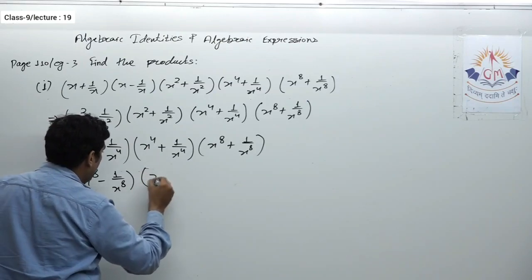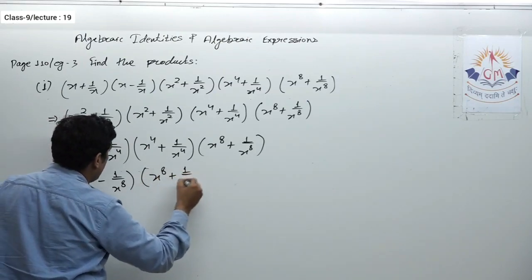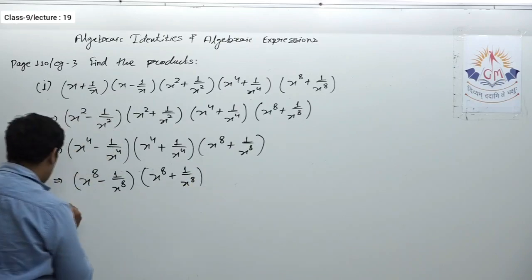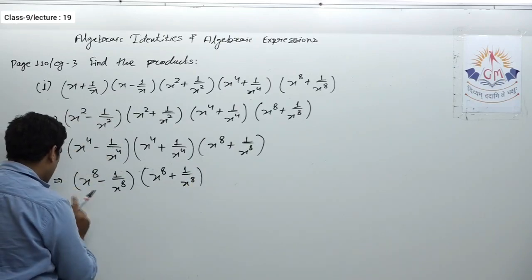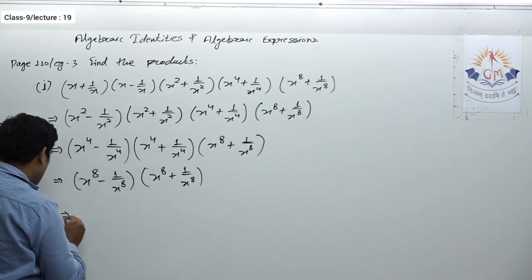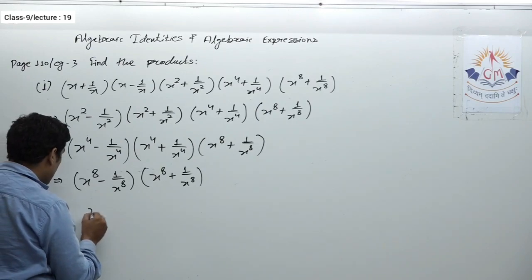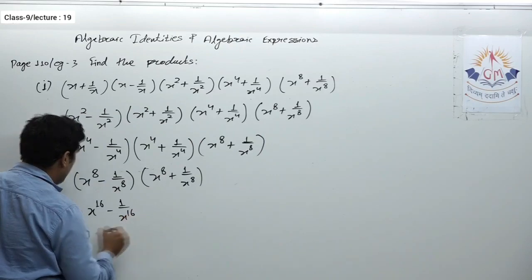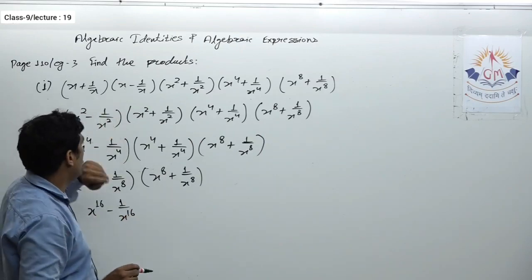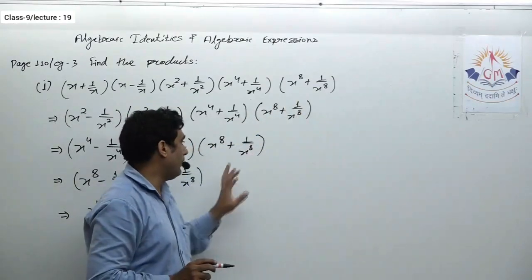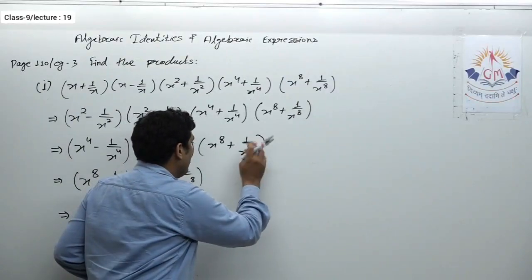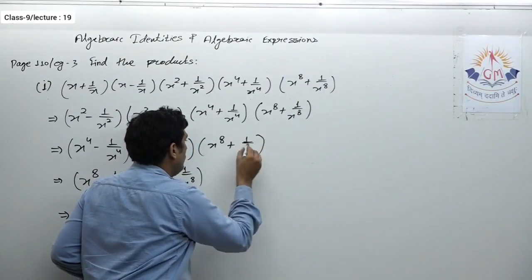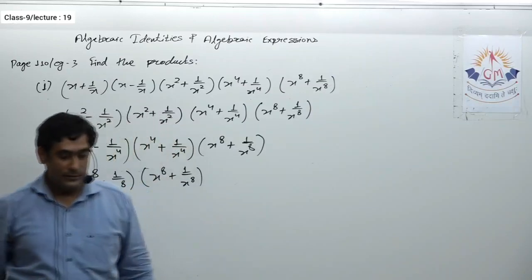And here x raised to 8 plus 1 upon x raised to 8 is already there. So again, by applying the same thing, here I get x raised to 16 minus 1 upon x raised to 16. So this is the final answer. And here I included my own term to make it a little bit different. Okay, so note it down, then we'll come to the next question.